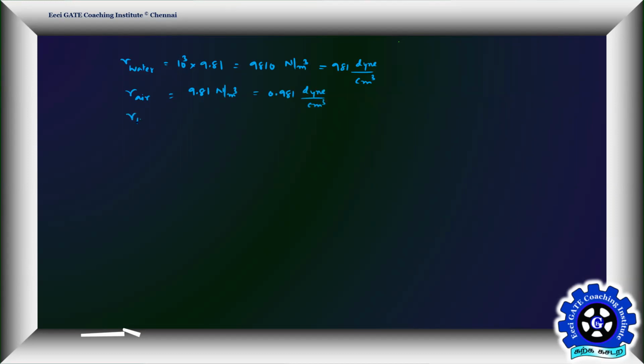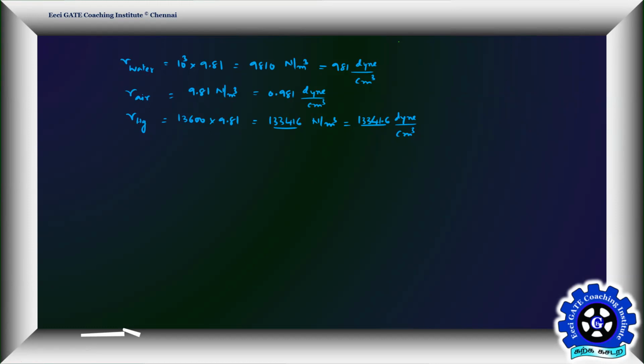Similarly, you can write for mercury. Mercury is 13600 multiplied by 9.81 Newton per meter cube, and dividing by 10 gives dyne per centimeter cube. Can you please tell me how much Newton per meter cube for mercury? Anybody? 133,416. Okay, good. Thank you. 133,416 Newton per meter cube for mercury. In CGS it will be 13341.6. It's almost 1/10. So you should know these kinds of conversions.